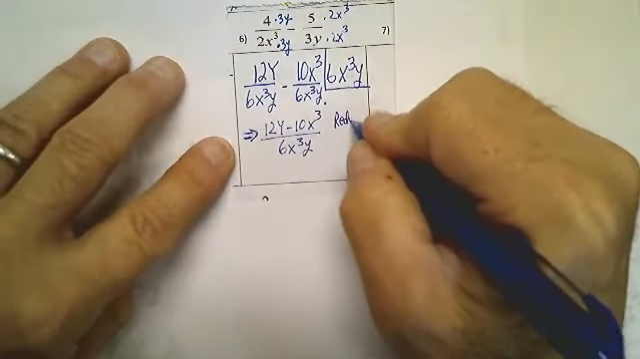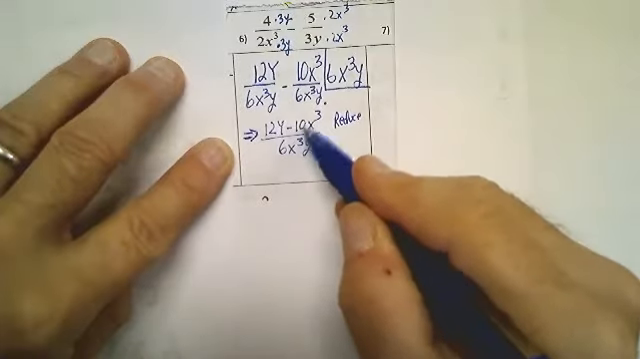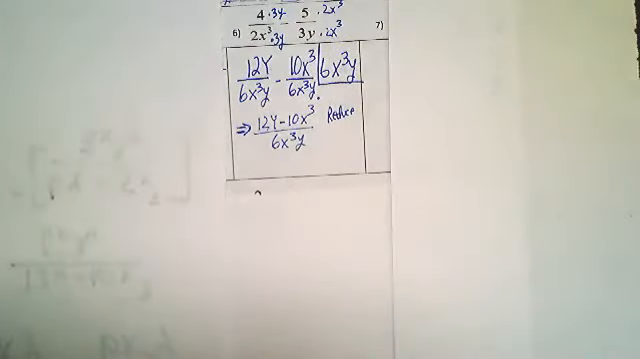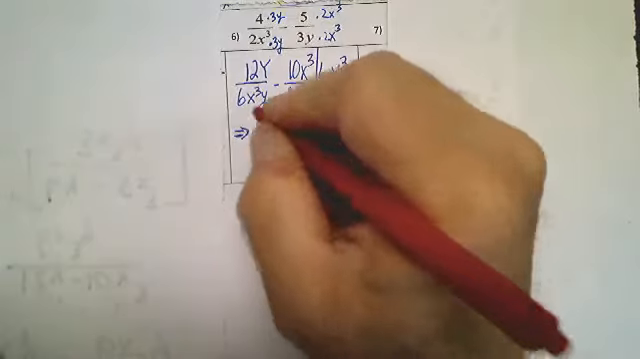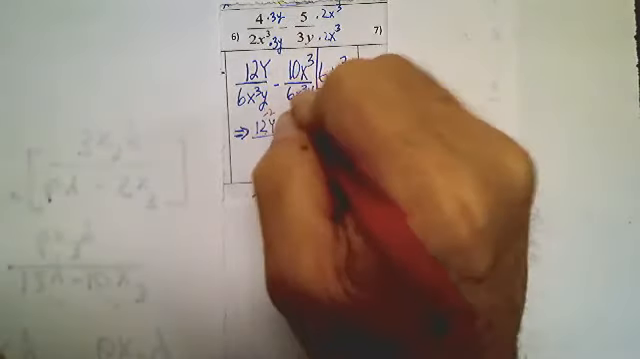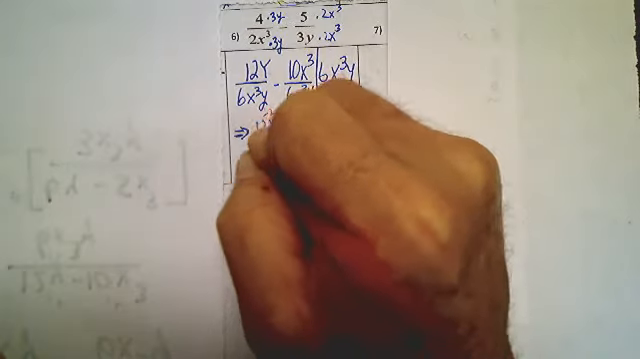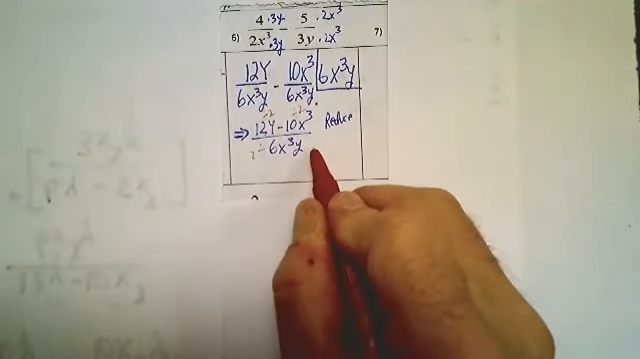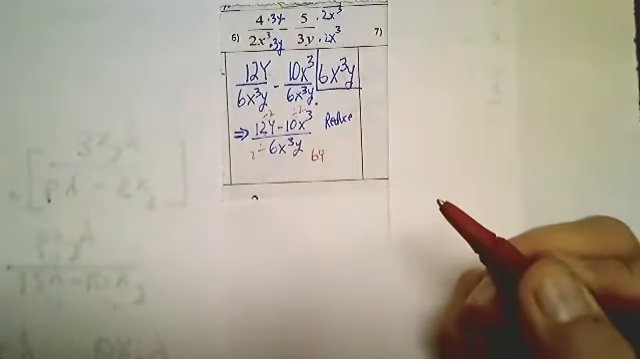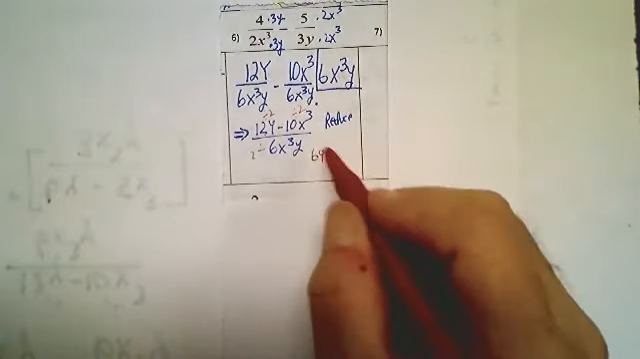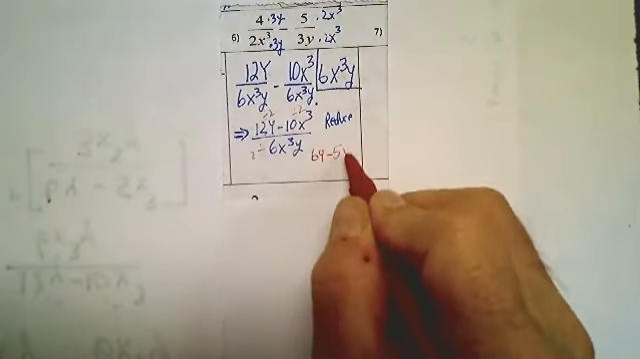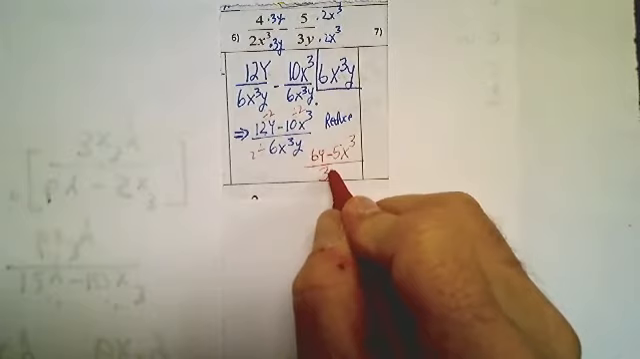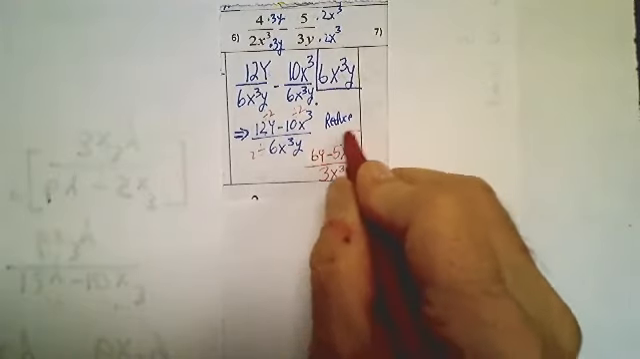Reduce. Divide all 3 of these numbers, these coefficients of 12, 10, and 6, by 2. Divide by 2. Divide by 2. Divide by 2. When you do that, 12 divided by 2 is 6y. 10 divided by 2, 5x cubed. 6 divided by 2, 3x cubed y.